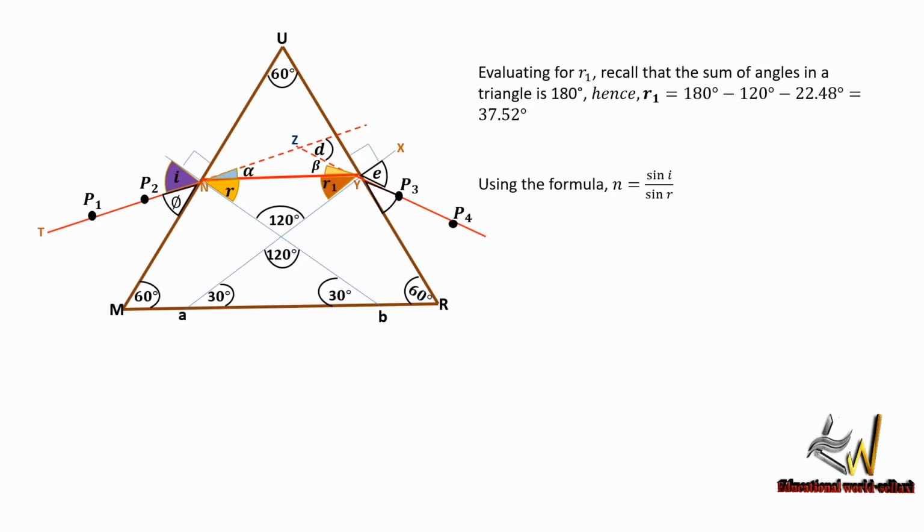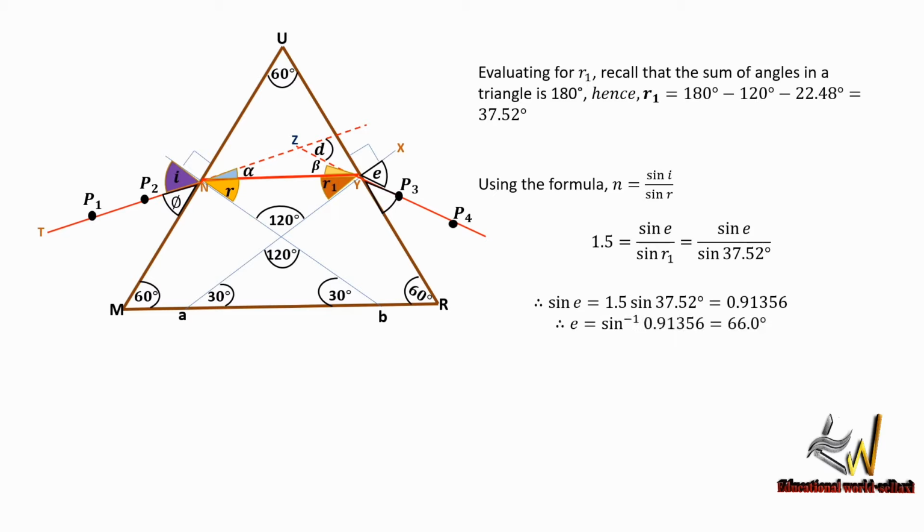Now using the formula that n is equal to sine of incidence all over sine of angle of refraction, we will now have that 1.5 is equal to sine E all over sine R1. So we'll be evaluating for sine E. Sine E is equal to 0.91356. Then the angle E is now sine inverse of 0.91356, which is equal to 66 degrees.